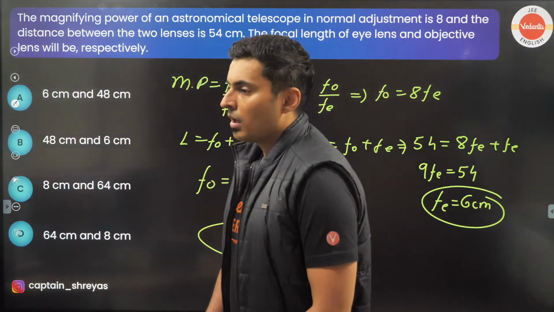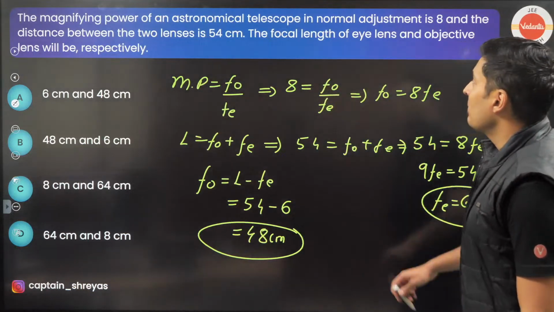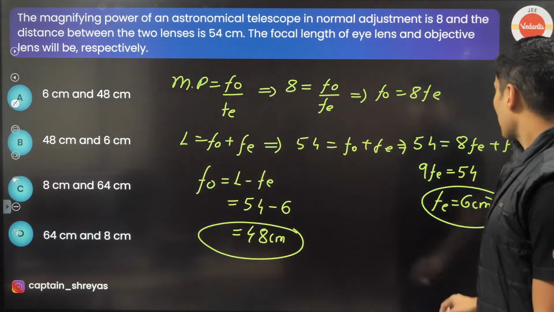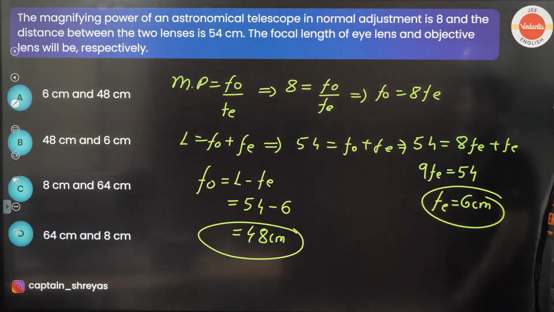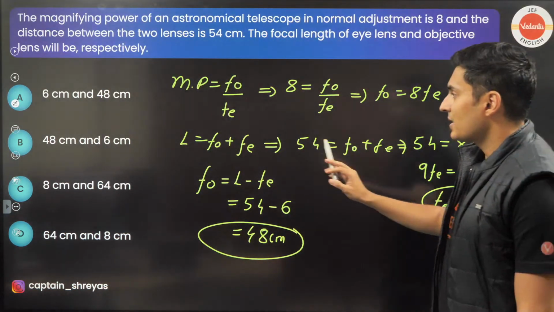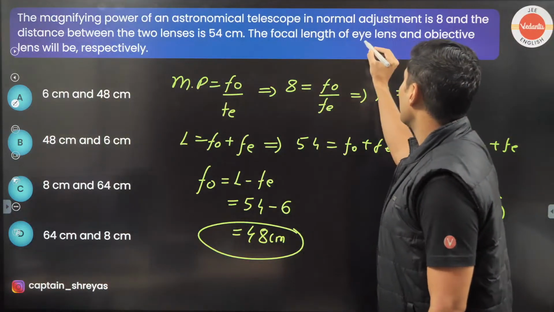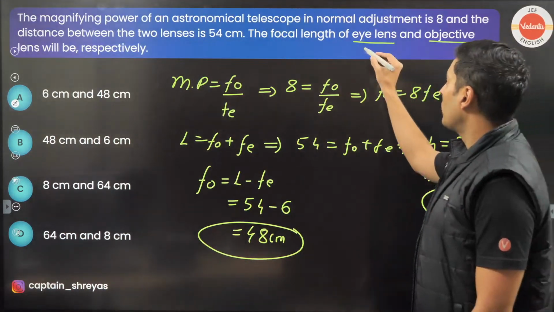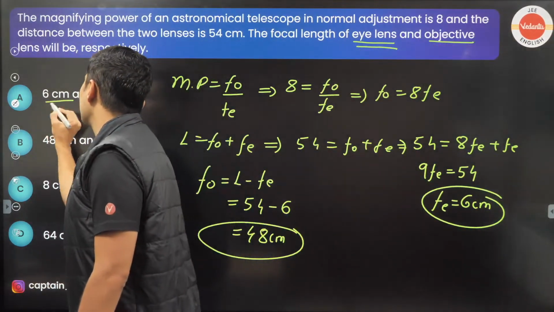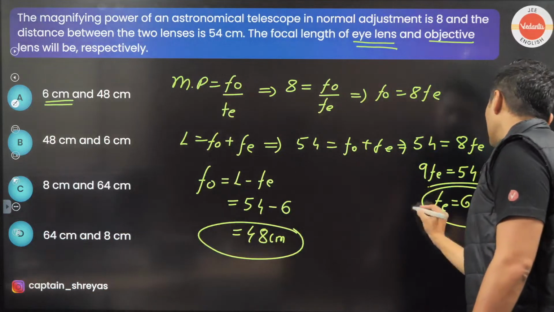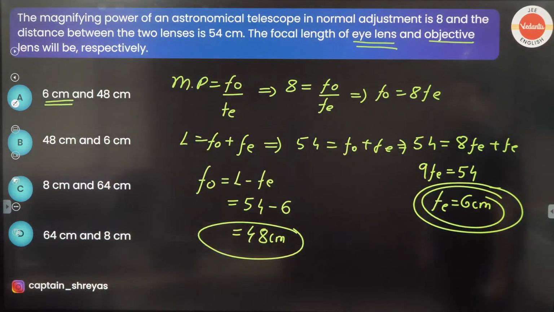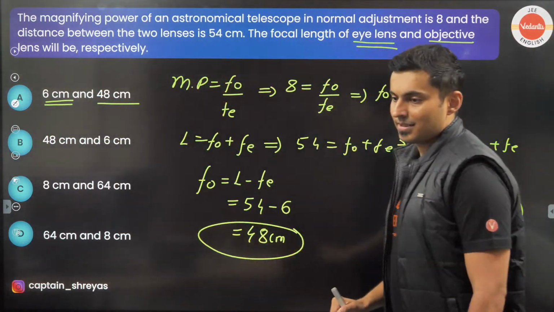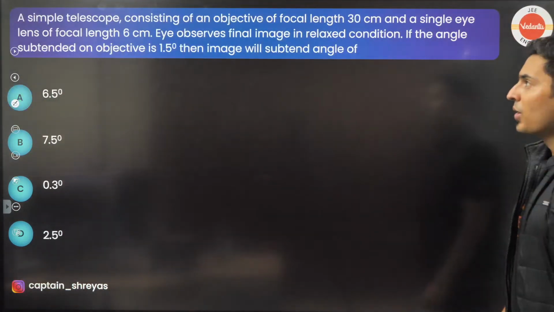Okay. How do you decide between option A and B? For the eyepiece and the objective, the eyepiece is first, objective is next. So eyepiece is 6. Look at what comes first, eye and objective. The order is important. So the eye is basically 6 centimeters, which is this option. The objective is this one, which is 48 centimeters. Is that clear, bacha? All right. Moving on to another question.